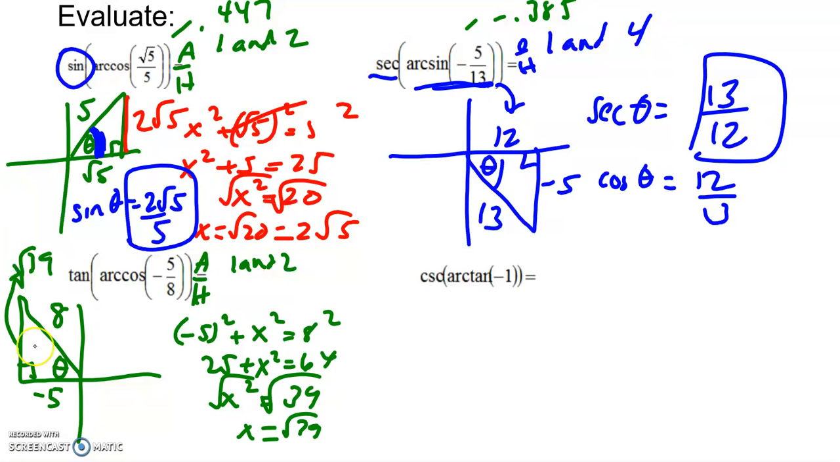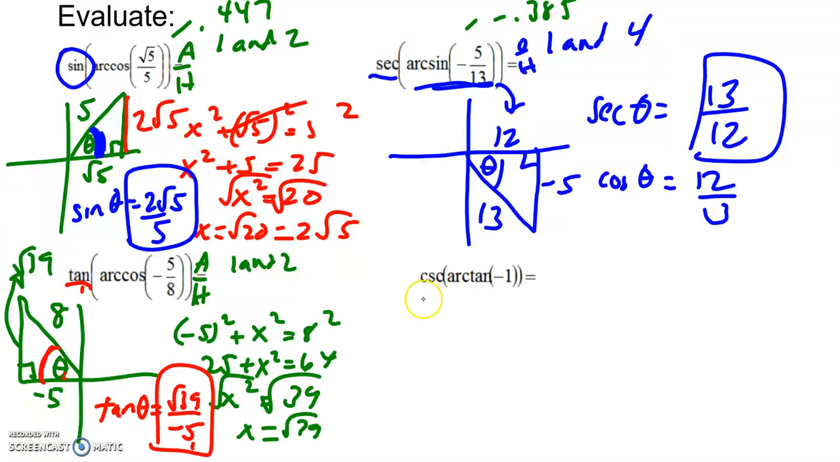So now that we have our triangle drawn, remember, we don't need to necessarily find exactly what theta is, but this helps us find the tangent. So tangent of that same angle is opposite over adjacent, or square root of 39 over negative 5. So that is my answer. And again, another way to think about it is, in here, ratio in, angle out, but then here, angle in, ratio out.